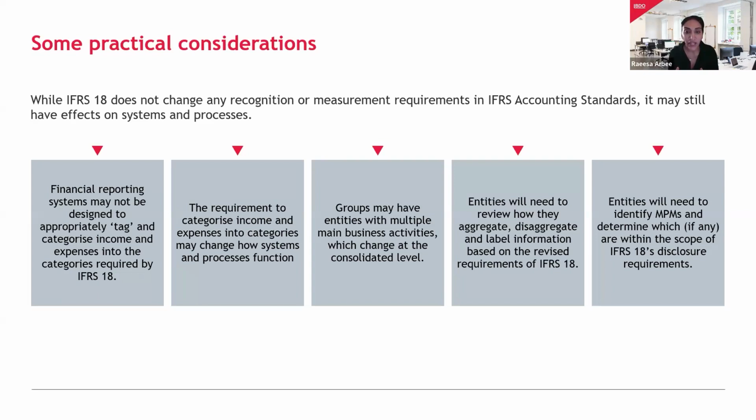In defining items of income and expenses into operating, financing, and investing, that could potentially differ between the separate financial statements and the consolidated financial statements, depending on whether the entities within the group have various different operating activities. Another consideration is the need that we chatted about to identify these management performance measures that are now within the scope of IFRS 18. And so an entity may need to design new systems and processes and controls because these are now going to be part of the financial reporting process, whereas potentially previously they weren't.